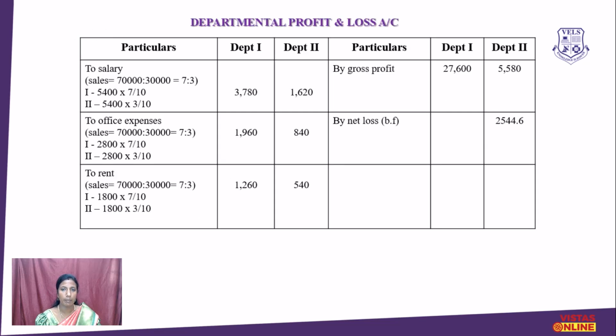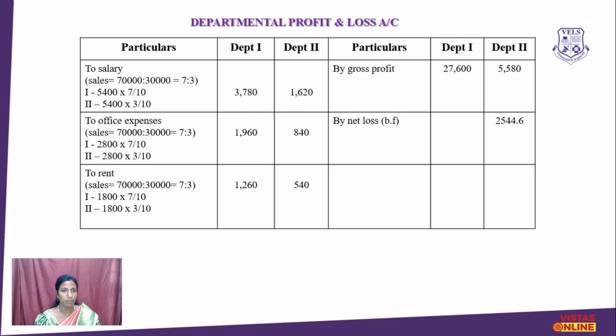So already I mentioned that the gross profit value is carried forward to the profit and loss account. On the credit side you have to mention the gross profit 27,600. Department 2 value is 5,580. Next, in the profit and loss account, all the expenses are mentioned: salary expenses, electricity bill, rent. These are the items mentioned in the P&L account.